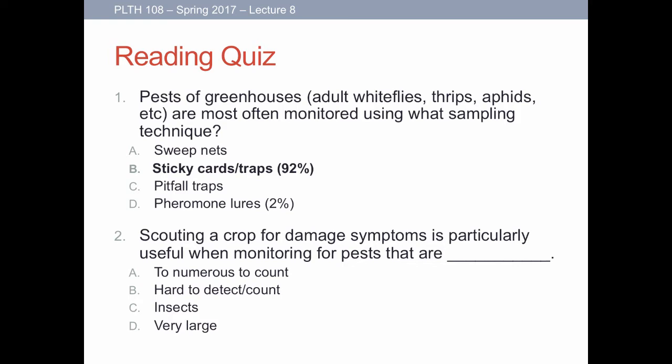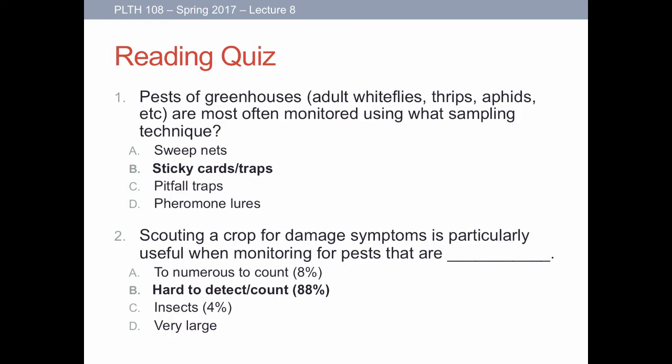Scouting for damaged crops is particularly useful when monitoring for pests that are blank. I'd have to say E. E? None of the above? Well, A, two is T-O, not T-O-O, so I don't know what that means. Well, there's one right answer. A, B, C, or D. Right, so we'll just go ahead, and then we'll go to B. Fair enough on my grammatical error with twos. But we were aiming for hard to detect or count.